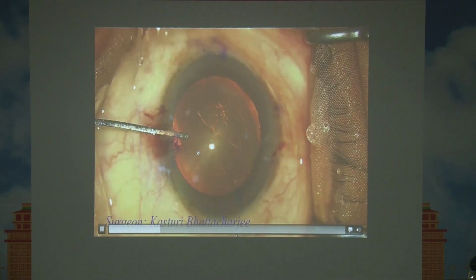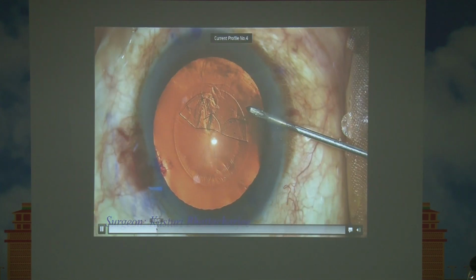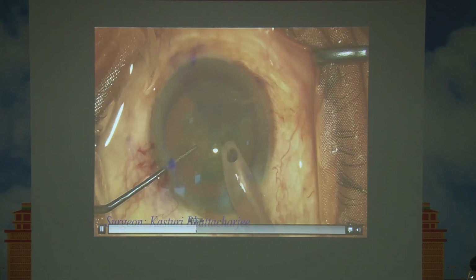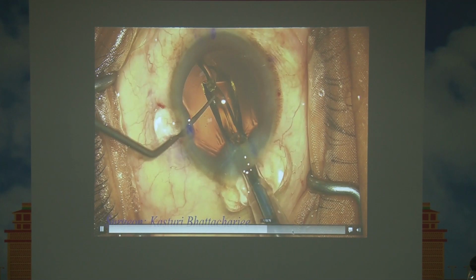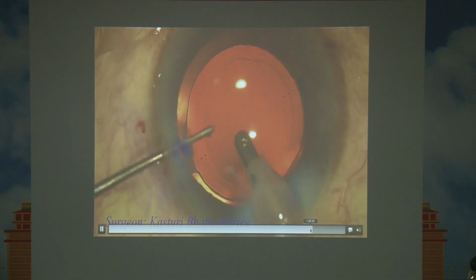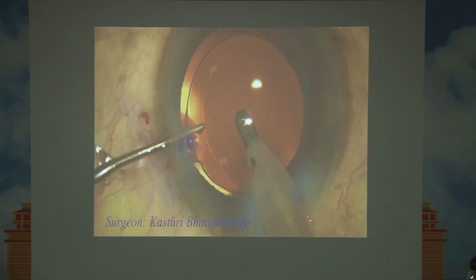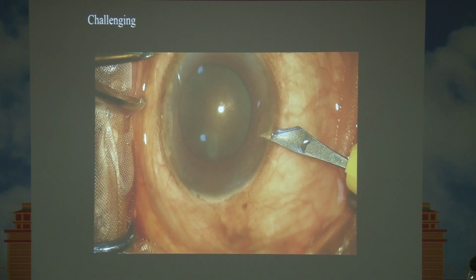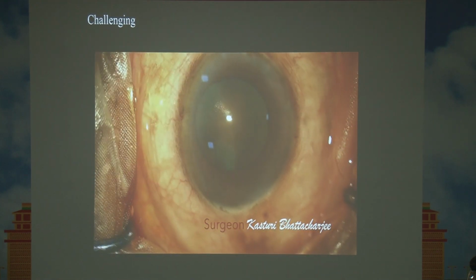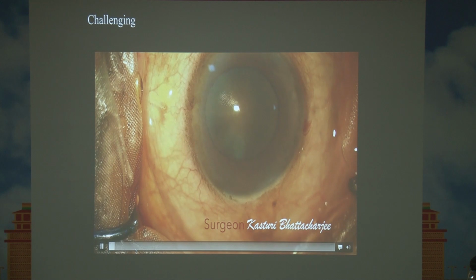We need a rhexis which is very well centered, and this usually comes with practice. As we keep on developing ourselves, we find that it becomes reproducible in most cases, which may not always be possible in a manual situation. The challenges occur when we have something like this, a very dense cataract.